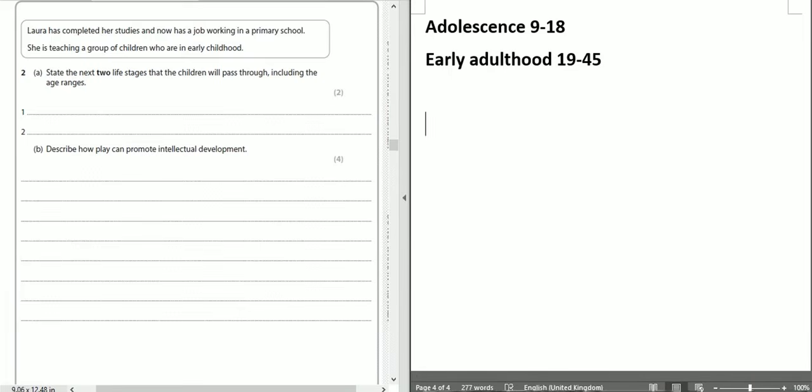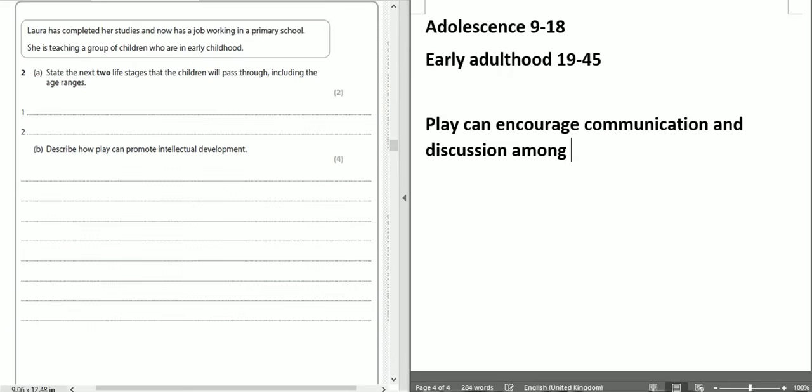Now, the next one says describe how play can promote intellectual development. So again, this is a little bit of a throwback to Piaget in some respects, because Piaget did stages of play as part of his study. So what we need to think about is how play can lead to intellectual development. Now, some of the ideas that came to mind when I was thinking about this question, some of the ideas I would potentially put would be that play can encourage communication and discussion among children.